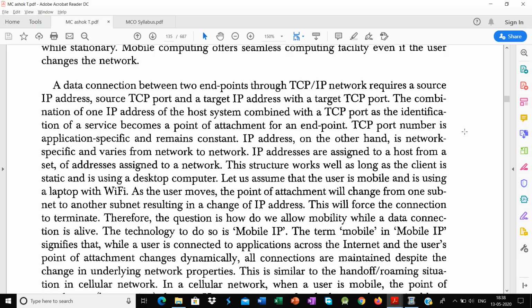For making a communication between the two endpoints, there are some factors we have to consider in your transmission between the two networks. That is source IP address, source TCP port, target IP address, and target TCP port. Okay. By combination of these, the host system's IP address combined with the TCP port serves as an identification and becomes a point of attachment for an endpoint. Okay, the transmission control protocol and internet protocol addresses are nothing but the identification addresses for your host system.